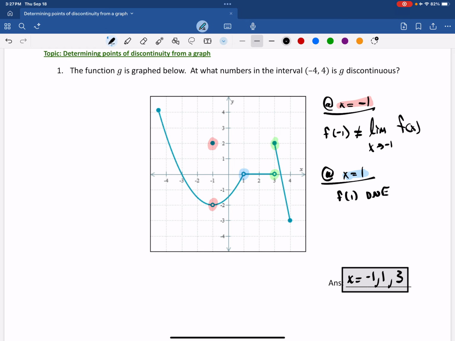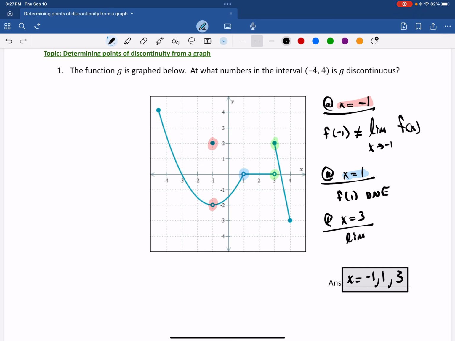Okay. Let's look at the last one here at x equals 3. At x equals 3, why is the function discontinuous? Is the function defined? Well, it is. We do have a solid circle here, so the function is defined here. The next thing we have to do is check if the limit exists. We'll notice as I come from the left, I have a y value of 0. As I come from the right, I have a y value of 2. So the limit from the left is not equal to the limit from the right. If the limit from the left is not equal to the limit from the right, then the limit at that point does not exist.